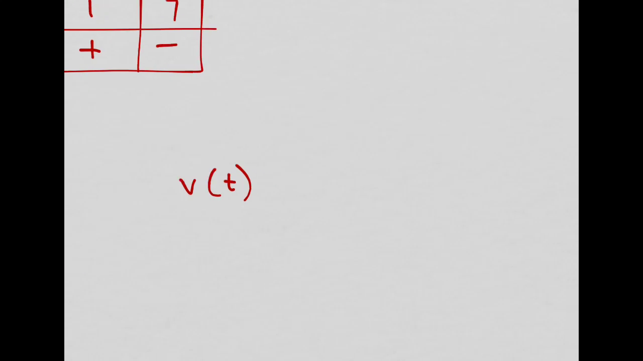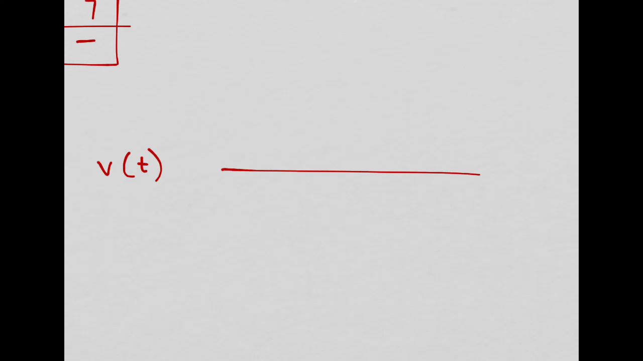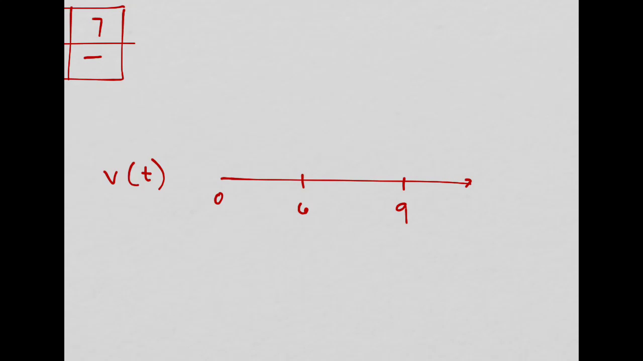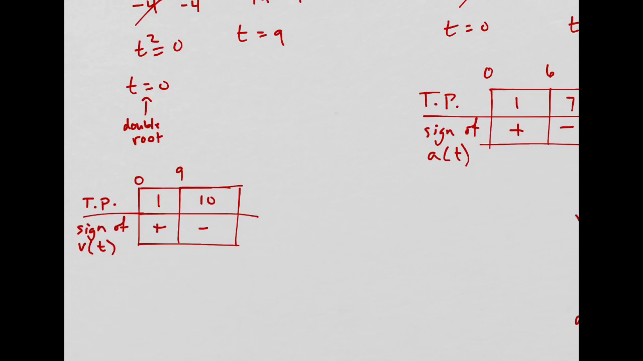So for velocity, I'll start at 0 and I'll go upwards. So 0, 6 somewhere in the middle, and 9. And then for acceleration, I do the same exact number line. So 0, 6, I'm lining up everything as well. That's important.